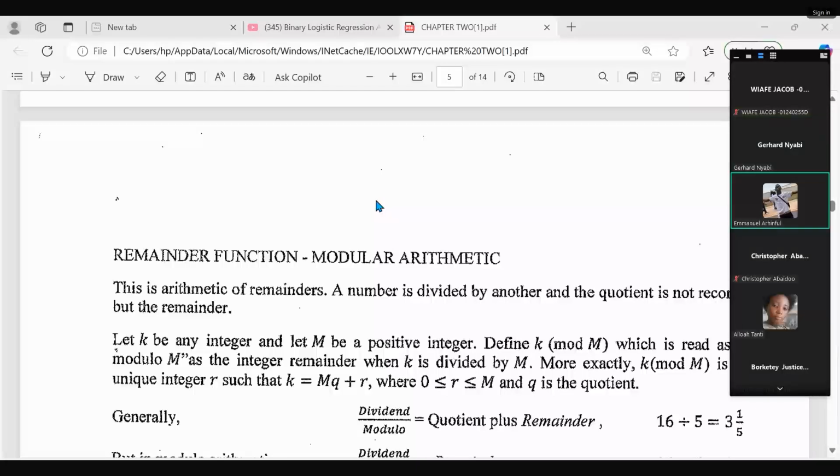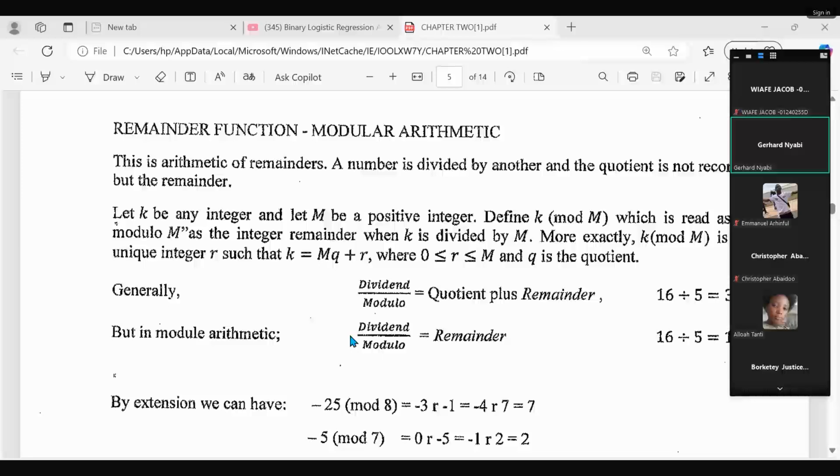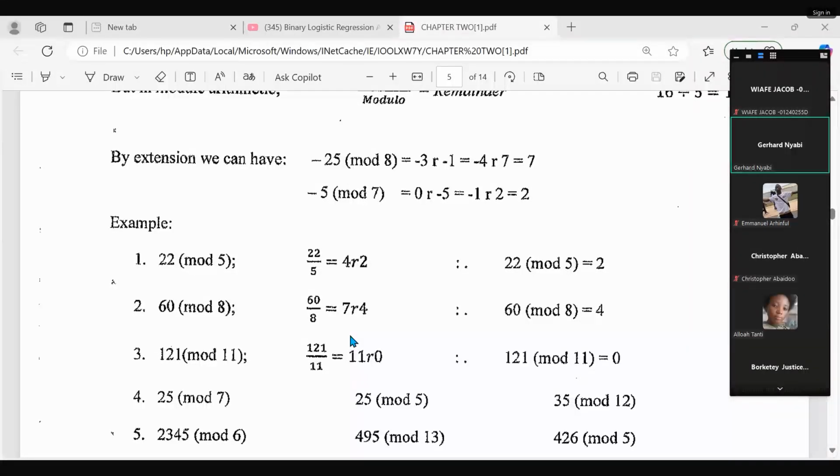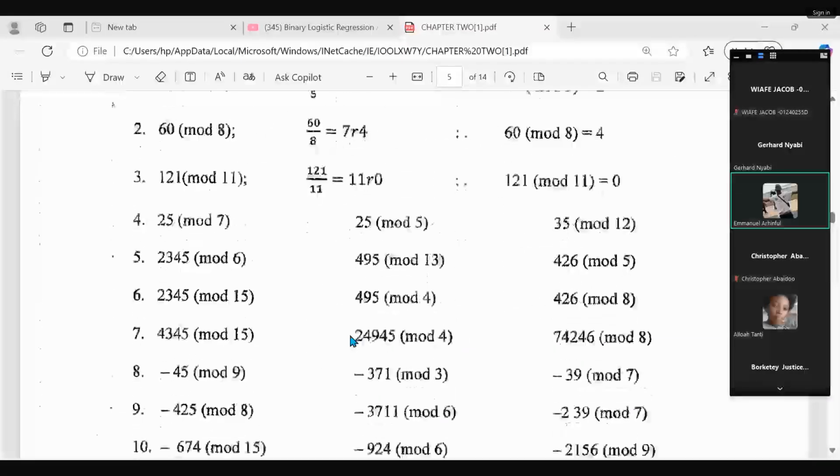Yes, sir. Okay. So what you need to do is just take the number and divide by the modulo. The number you are dividing is called the dividend, and the number you are dividing by is called the modulo. The answer you get is the remainder. So 22 mod 5 is 22 divided by 5, and we are only interested in the remainder. It will go 4 times, remainder 2, isn't it? So the remainder will always be an integer. Okay, sir.